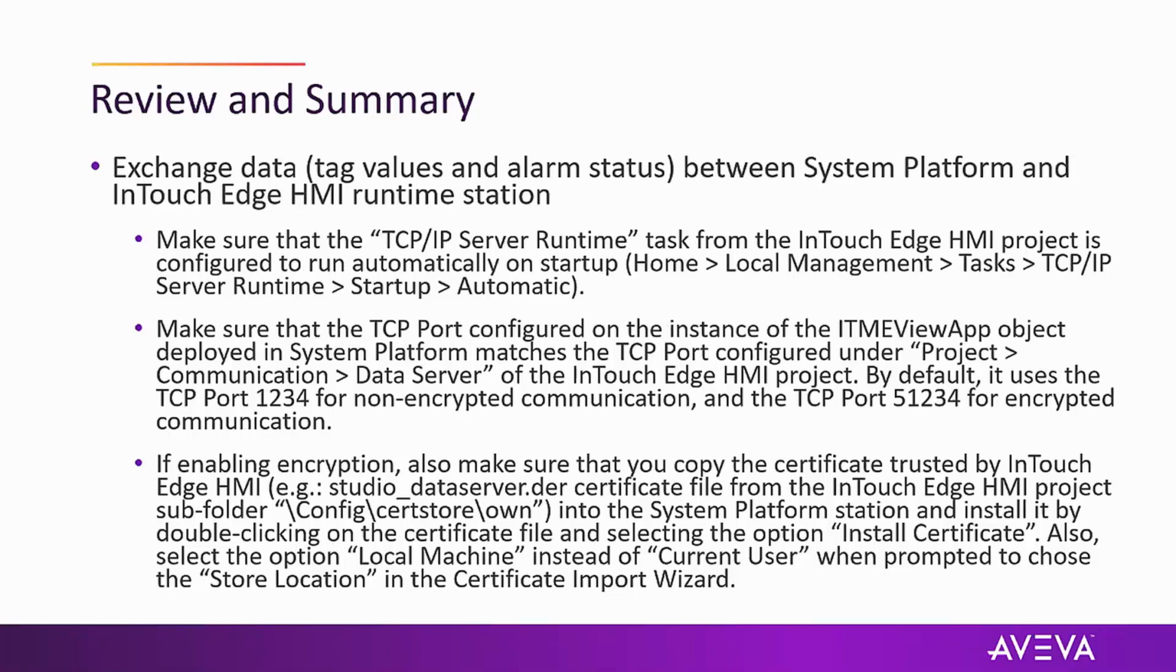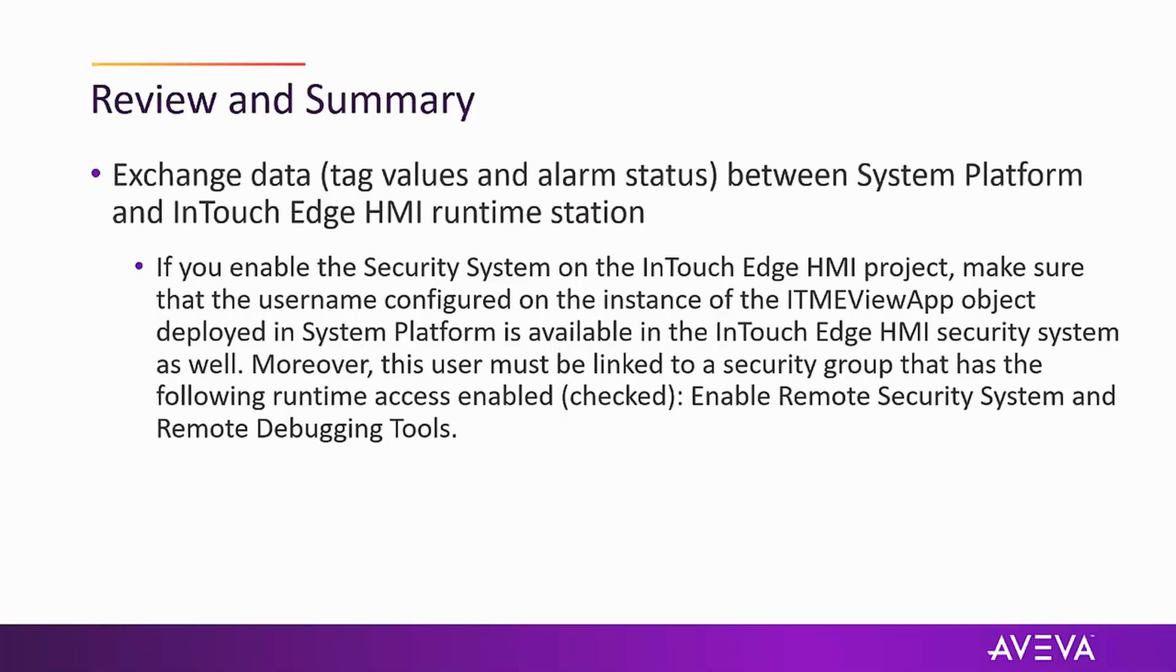Once the project is downloaded and running there, then you need to make sure that the TCP/IP server runtime task of InTouch Edge HMI is running, and is configured to run automatically on your project. You need to make sure that the TCP port configured in the InTouch Edge HMI project matches the TCP/IP port configured on the object in System Platform. And if you want to use encryption, you need to make sure that the certificate or a valid certificate is installed on the System Platform station with the option local machine when you install the certificate, not only current user.